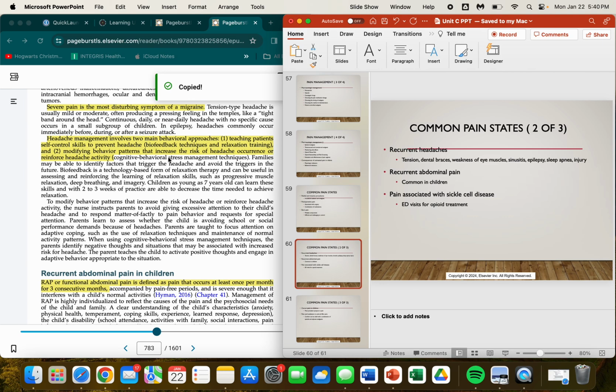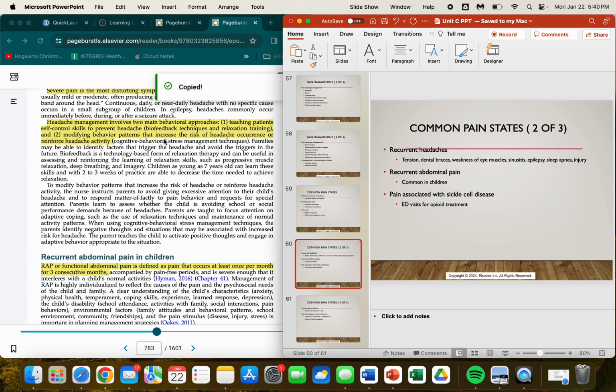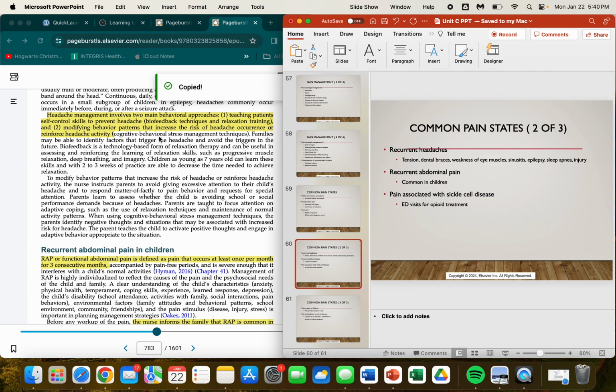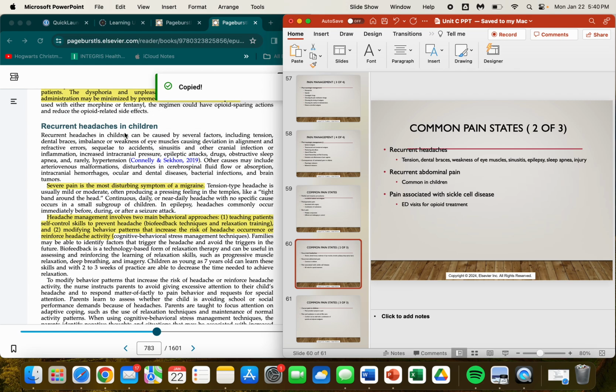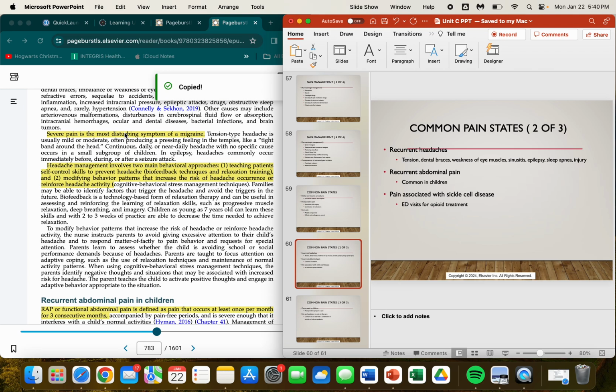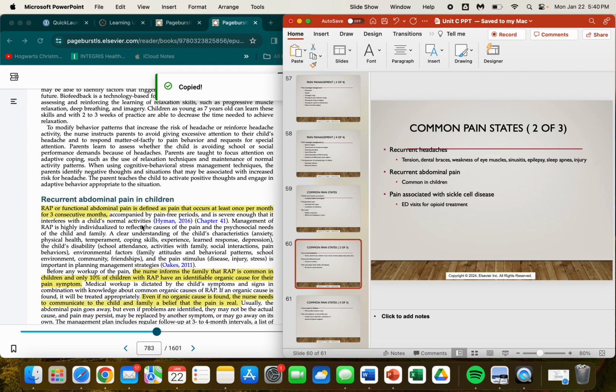Headache management usually utilizes a behavioral approach, so we want to try and teach patients to prevent headache with biofeedback, and then modify any behaviors that increase their risk of headache. And then obviously, we would want to treat that as appropriate depending on the cause.